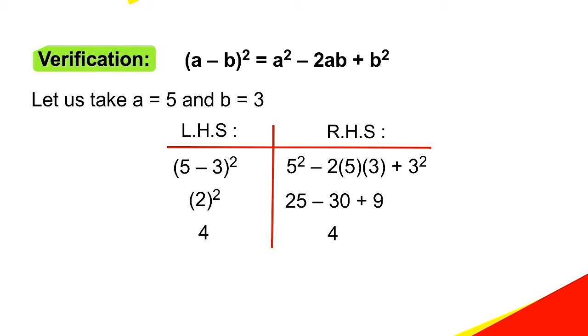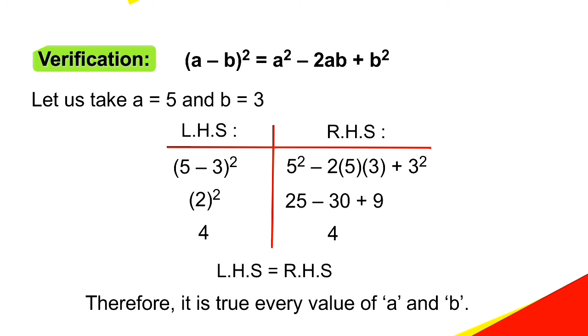What is the result we got? Right, very good. The result is 4. So what can we say? LHS is equal to RHS. Therefore, it is true for every value of A and B.